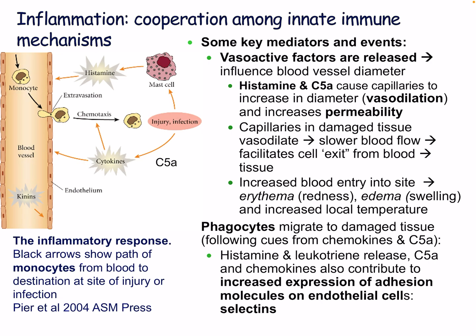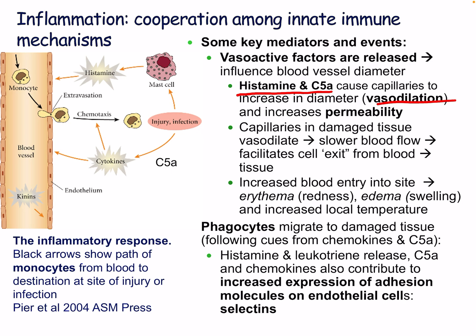So inflammation is basically a cooperation among innate immune mechanisms. Some key mediators and events in inflammation include the vasoactive factors that are released, which influence blood vessel diameter. This includes histamine and C5a, which we discussed before. These cause capillaries to increase in diameter, causing vasodilation, and increase the permeability of the vessels. Capillaries in damaged tissues also vasodilate, which results in slower blood flow and facilitates cell exit from the blood to the tissue.